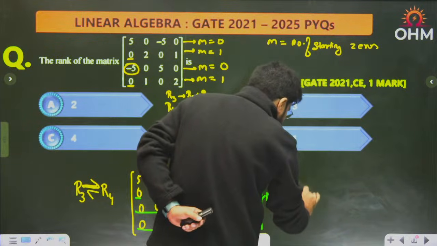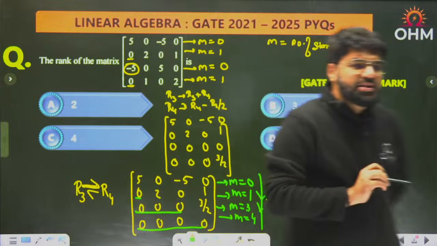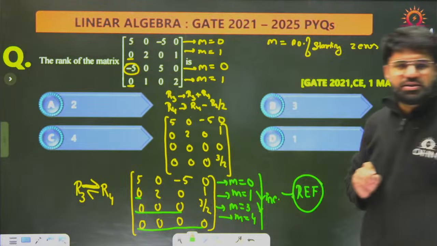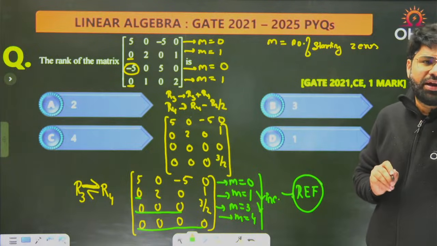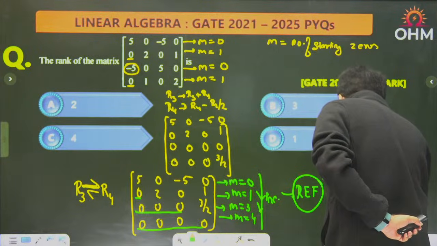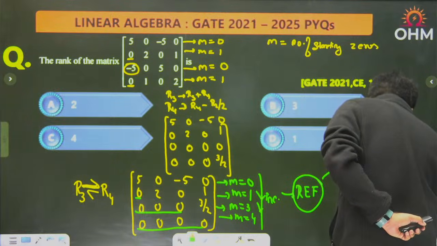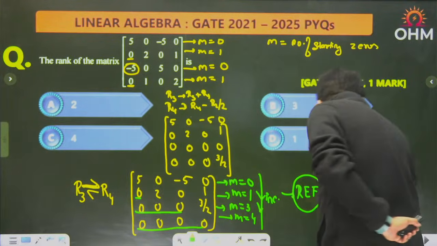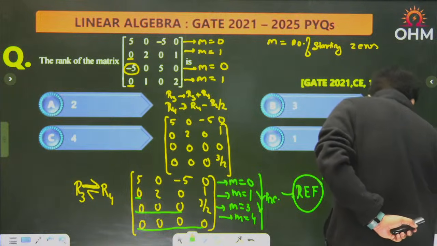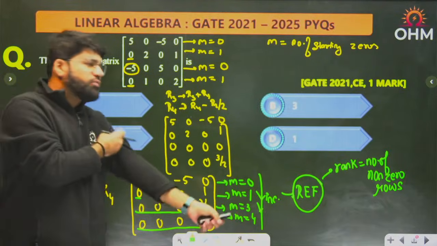That means the matrix is in row echelon form. In short, we call it REF. If there is a row of 0, it must be at the last. So this is what I mean by row echelon form. And whenever a matrix is in row echelon form, the rank of the matrix, dear, is given by the number of non-zero rows.